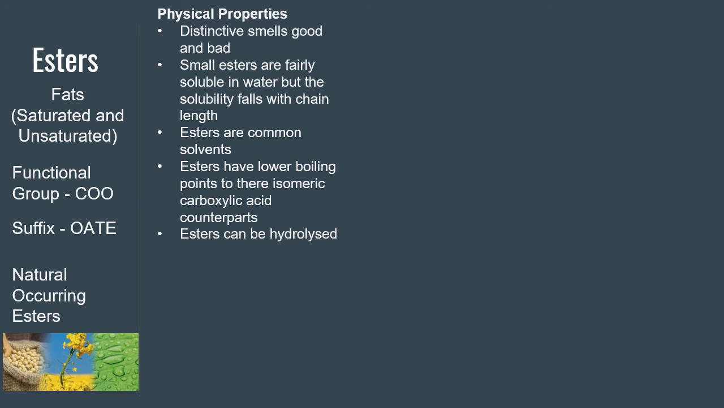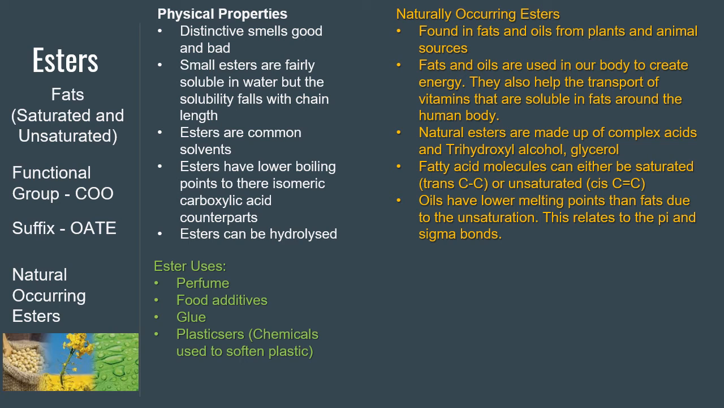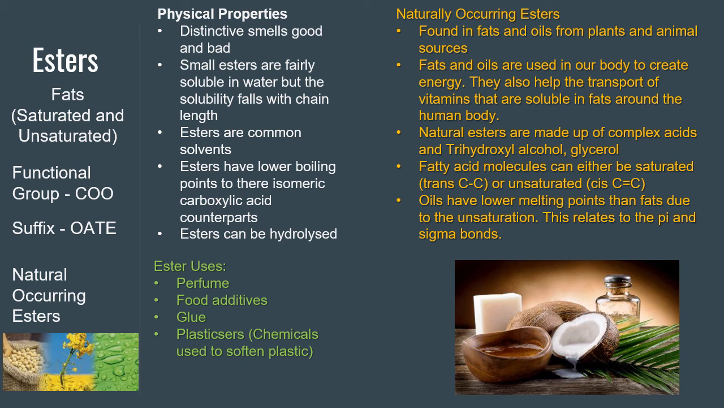Some key physical properties: distinctive smells, good and bad. Some esters are very soluble in water, but the solubility falls with the chain length. Esters have lower boiling points than their isomeric carboxylic acid counterparts. Natural esters are found in plant and animal sources. Some uses for esters: you can use them in perfumes, food additives, glues, and also chemicals used to soften plastics.